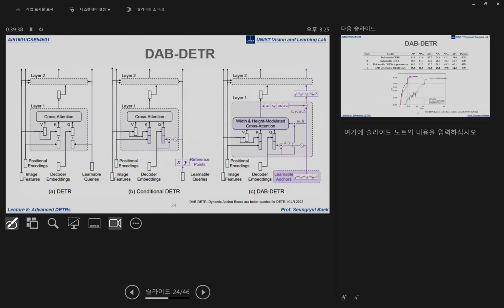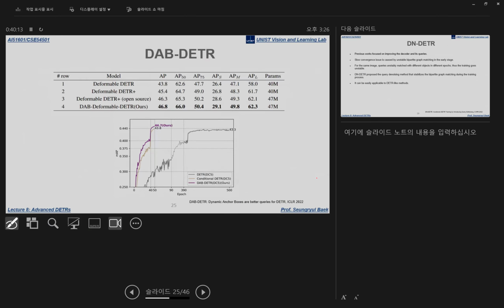Anyways, here is another comparison between DETR, conditional DETR, and DAB-DETR. In DETR, the queries do not have any meaningful information, but in conditional DETR, from the queries they estimate the bounding box x and y positions. But in DAB-DETR, they explicitly use x, y, height and width of the bounding boxes as the object queries. And by doing that, they can secure faster convergence and better accuracy.